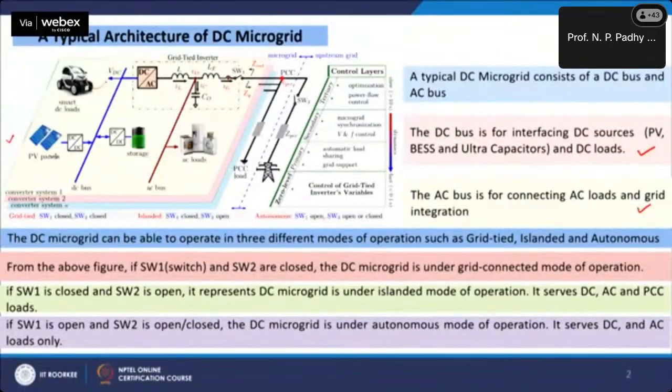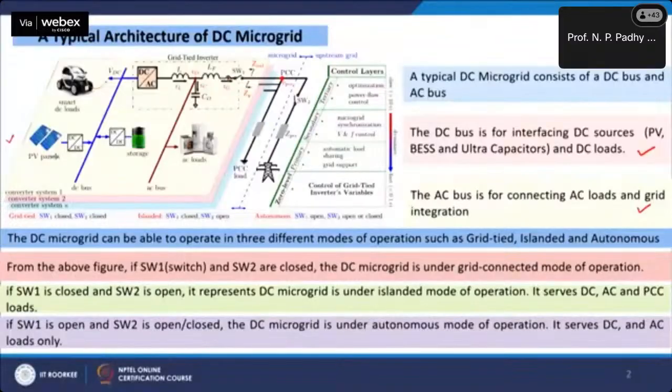Moreover, the DC microgrid can be controlled in different layers such as zero level control, primary level control, secondary level control and tertiary level control. In the zero level control layer, mostly grid tied inverter variables are controlled. At this level, the control response should be very fast, in the range of microseconds to milliseconds. In the primary level control, the control system contains zero level control and is additionally equipped with grid support and automatic load sharing functions.